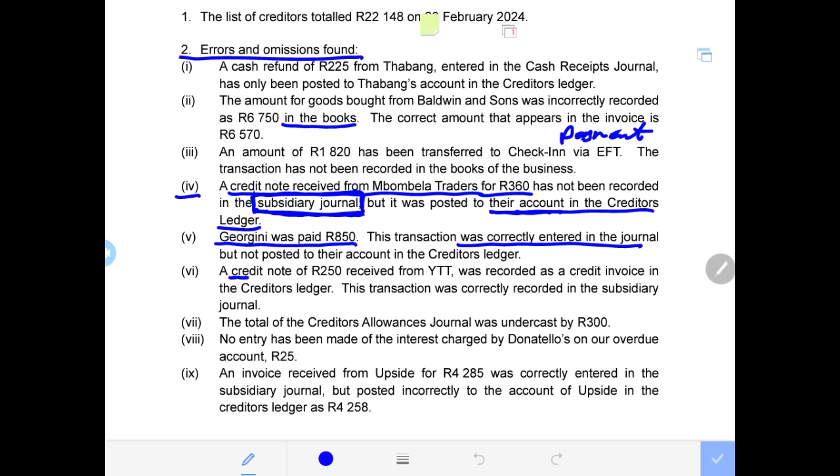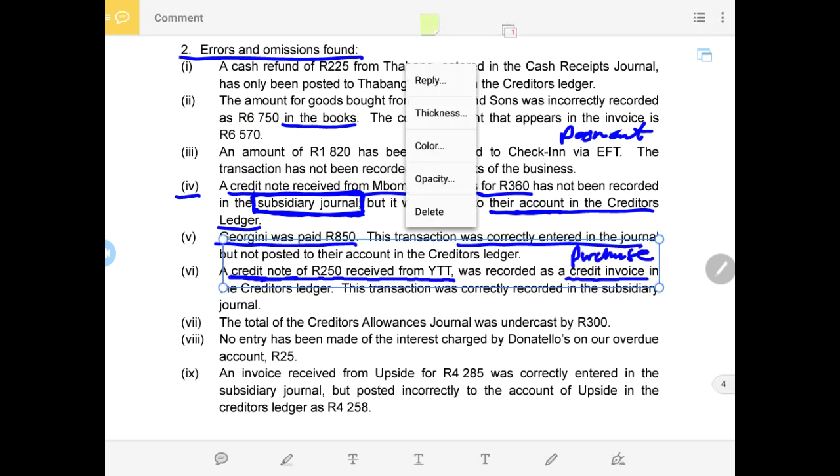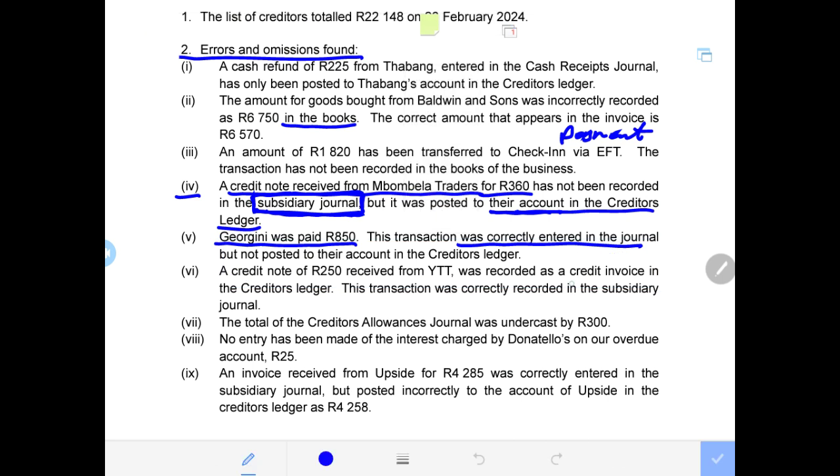It says a credit note. We know that a credit note indicates a return. A credit note is a return of how much? 250 received from YTT was recorded as a credit invoice. Remember, if it's a credit invoice, meaning it's a purchase, it's a credit purchase. So we recorded this as a credit purchase. So now it was recorded as a credit invoice. Yet this was a credit note.